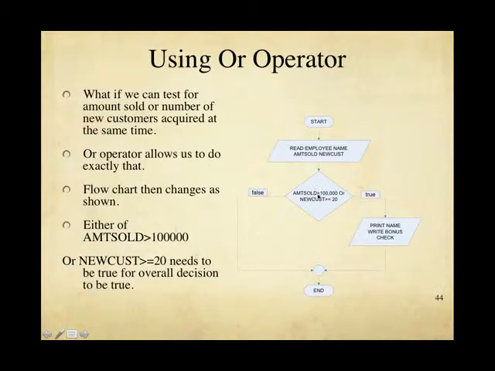And so if I test for both at the same time, amount sold greater than 100,000 or new customers greater than or equal to 20, the OR operator behaves like this: if this is true, then the whole thing will become true, and I'll write the bonus check. If this is true and this might be false, then also the net result will be true, and I write the bonus check. Only when both are false, only then will I execute the false branch. So the OR operator that is actually built in hardware behaves that way.